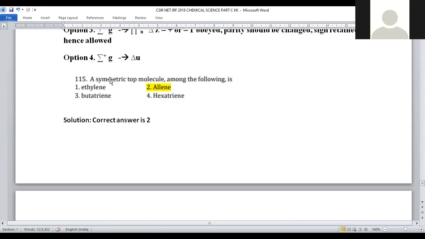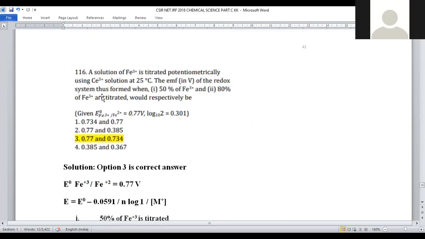Let us move on to question number 116. A solution of iron plus 3 is titrated potentiometrically using cerium plus 3 solution at 25 degrees centigrade. The EMF in volts of the redox system thus formed when 50% of Fe plus 3 and 80% of Fe plus 3 are titrated would be, respectively. Okay, it is a kind of potentiometric titration, where iron plus 3 and cerium plus 3 got titrated. So Fe turned into Fe plus 2, cerium plus 3 turned into cerium plus 4. Being a redox reaction, iron will be reduced while cerium will be oxidized. Two conditions are provided: 50% of iron consumption and 80% of iron consumption. We have to predict the EMF at those instances, right?